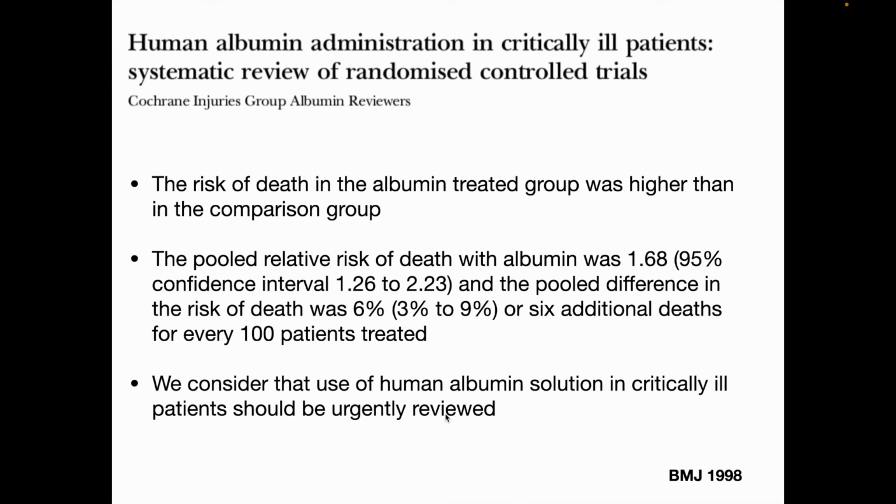However, everything changed with the 1998 BMJ trial. It was basically a meta-analysis. The risk of death in the albumin-treated group was found to be significantly higher than in the comparison group. The pooled relative risk of death with albumin was 1.68, and the pooled difference in the risk of death was 6%, or 6 additional deaths attributed to albumin in every 100 patients who received the treatment.